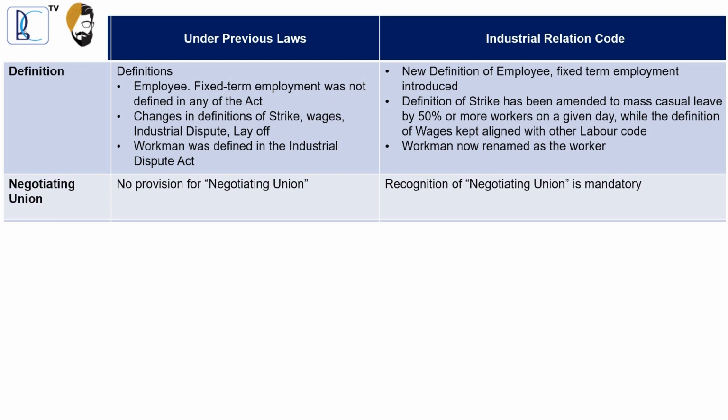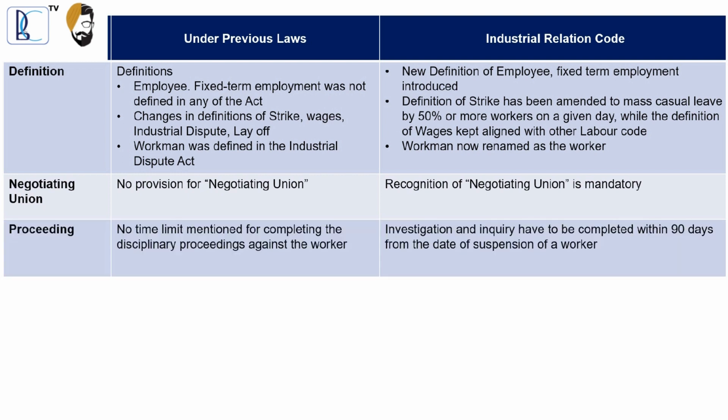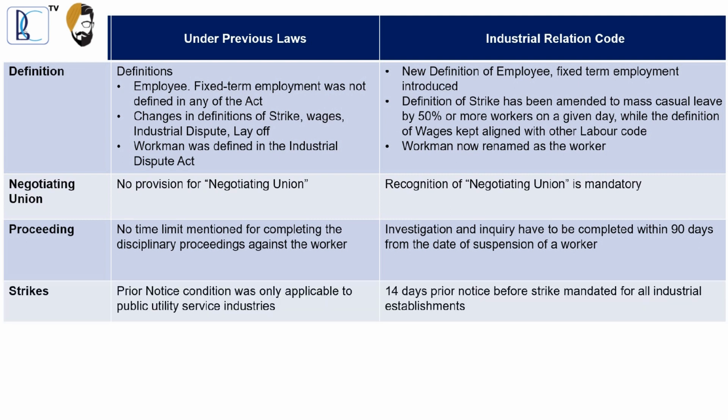Negotiating union: there was no provision for a negotiating union previously. Now recognition of a negotiating union is mandatory. Proceedings: no time limit was mentioned for completing the disciplinary proceedings against a worker. Now investigation and inquiry have to be completed within 90 days from the date of suspension of a worker. Strikes: the prior notice condition was only applicable to public utility service industries. Now 14 days' prior notice before a strike is mandated for all industrial establishments.